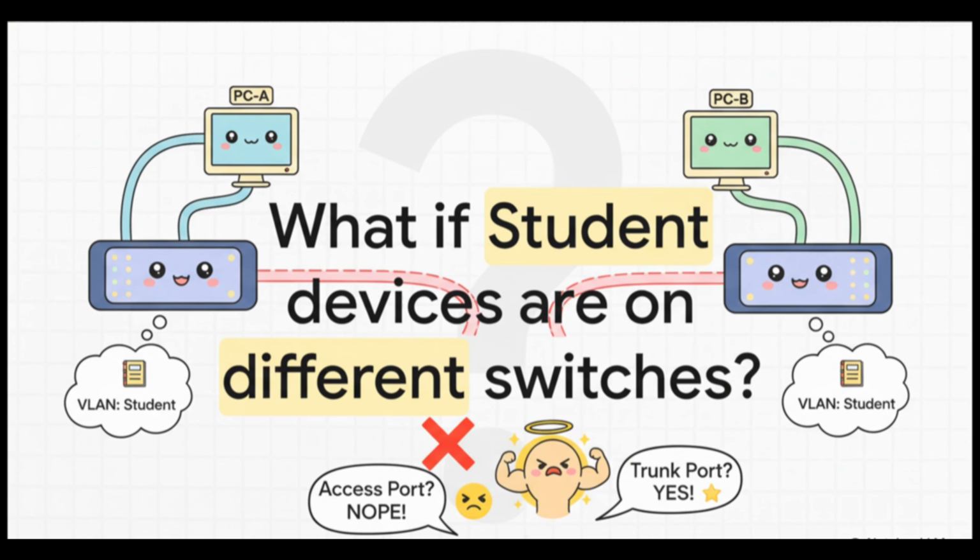Let's bring this back to our diagram. PCA is in our student VLAN, and it's on one switch. PCB is in the same VLAN, but it's on a different switch. Now, we know we can't use an access port to connect the switches, right? Because an access port only knows about a single VLAN. We need something more powerful.